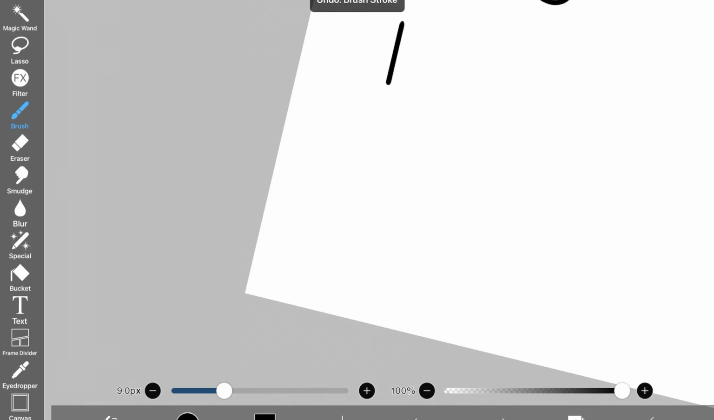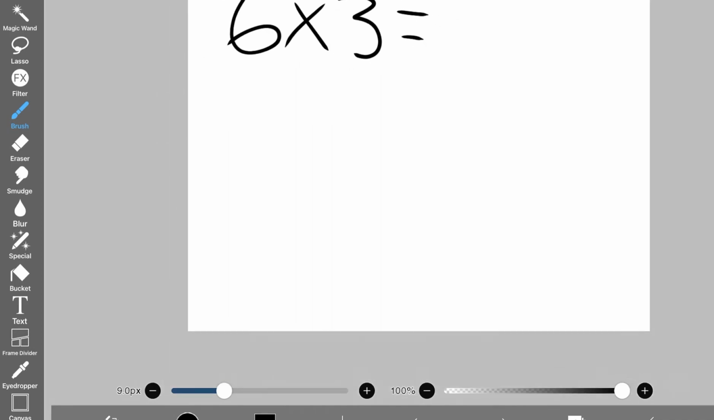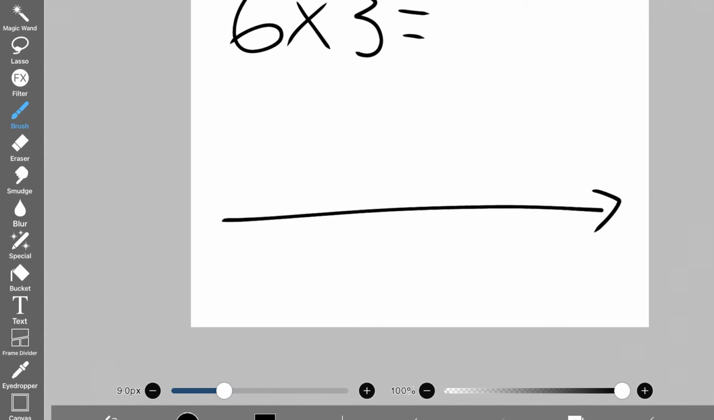But it works also. So the first strategy is when I drew circles. That's called loops and groups. The second one is array. You can also use a number line. So you guys probably know what that is if you come from school or if you're homeschooled, whatever.